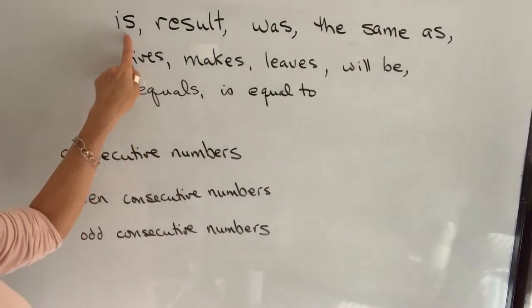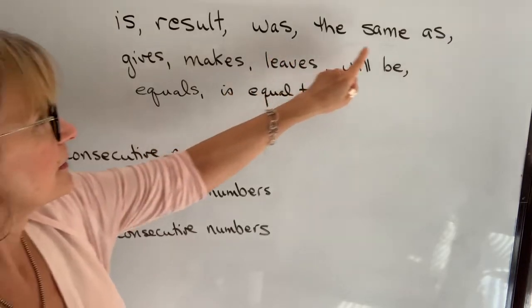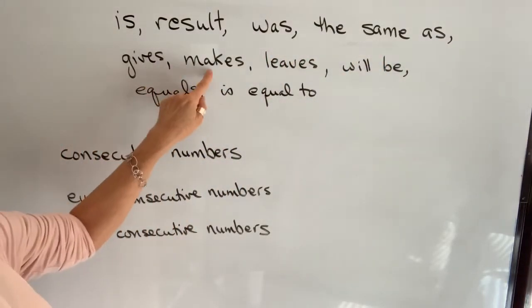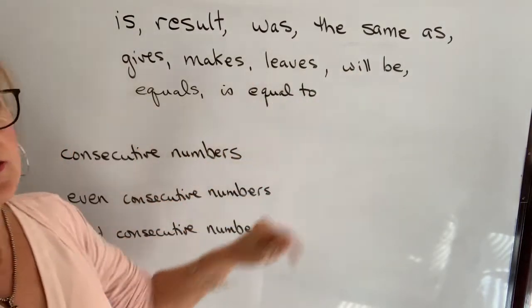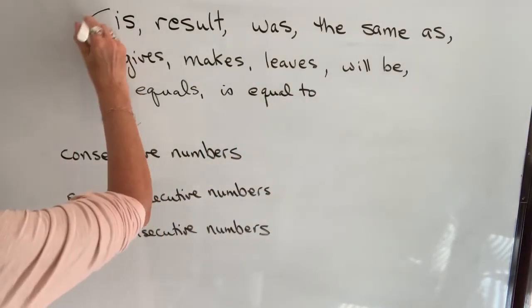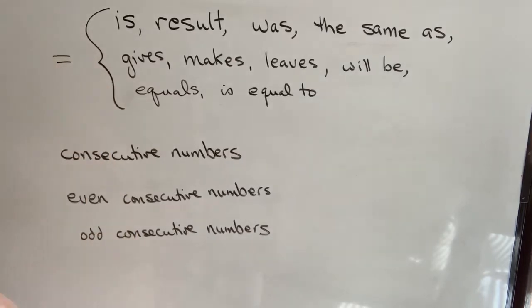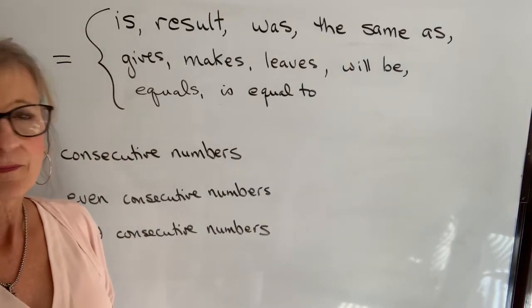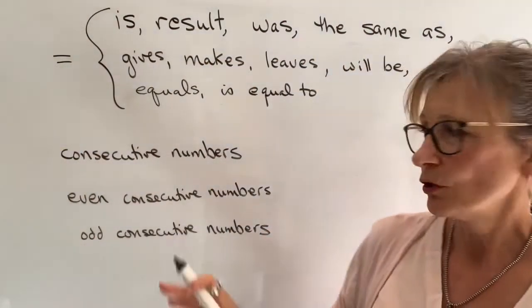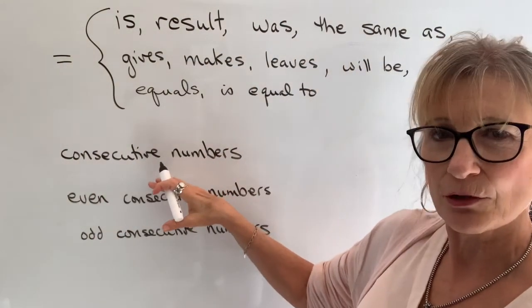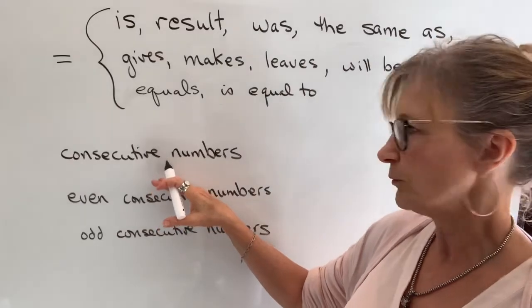If you see the words is, result, was, the same as, gives, makes, leaves, will be, equals, or is equal to, all of those words can be interpreted to mean equal. Then you're also going to see some other terminology like consecutive numbers. So I want to describe or explain what those are and how you deal with them.